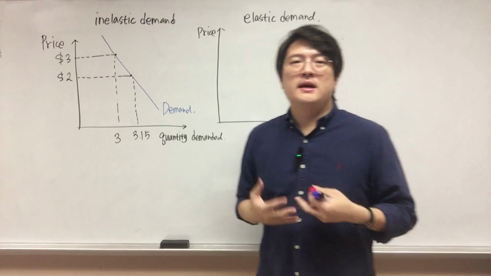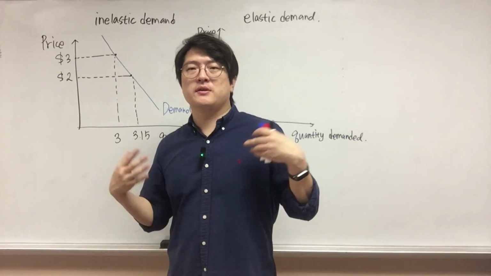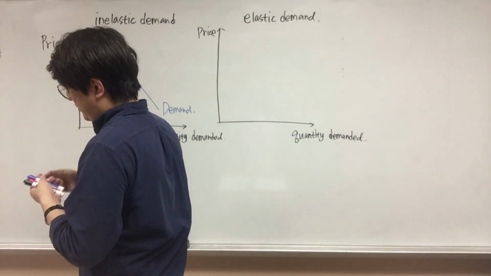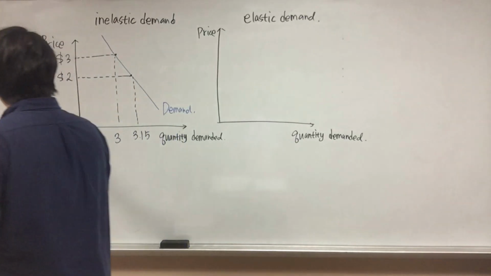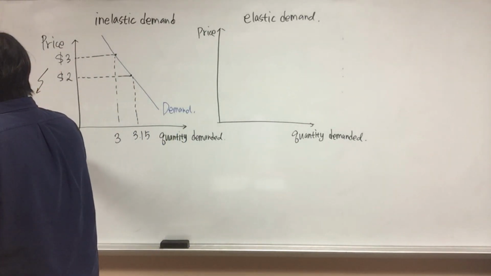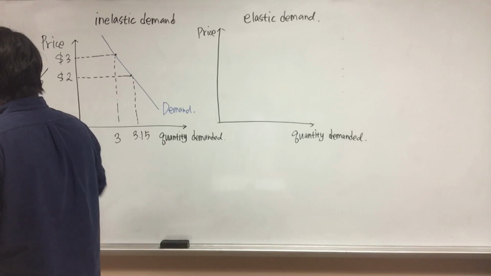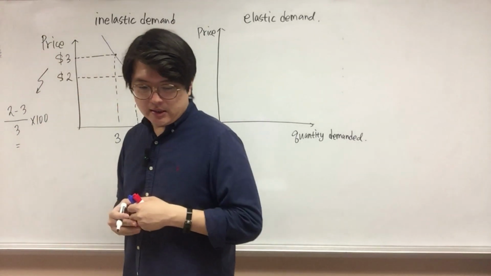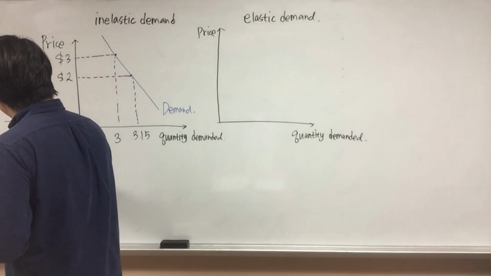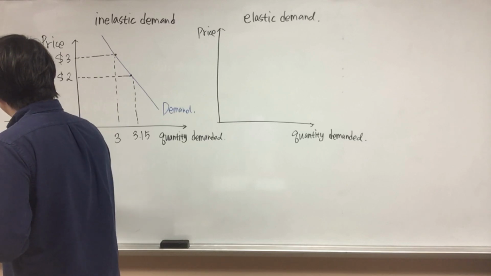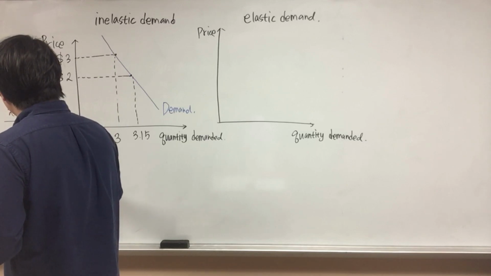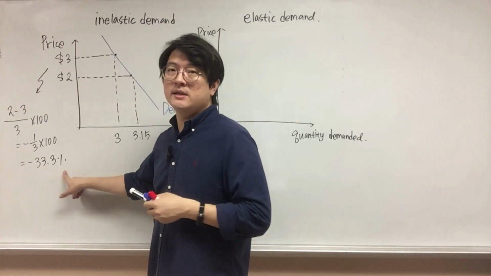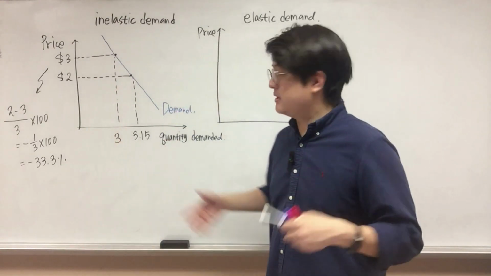Then how can I get the percent changes? The change in price is from $3 to $2. So how can you find it? 2 minus 3 divided by 3 times 100. So it is minus 1/3 times 100. We have minus 33.3%. That is the percent change in price. Are you with me?